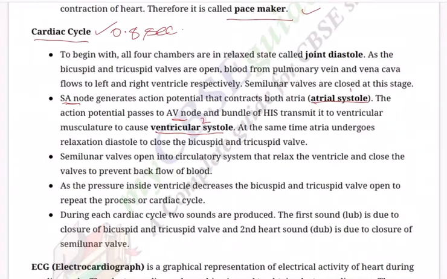The volume of blood pumped by each ventricle per minute is called cardiac output. It is determined by multiplying the heart rate with the volume of blood ejected by each ventricle during each beat, which is called stroke volume. Normally, cardiac output, I'll be writing here, is equal to heart rate multiplied by stroke volume.